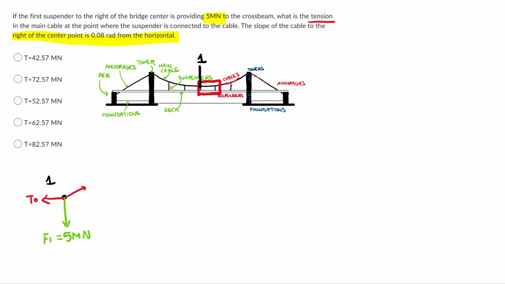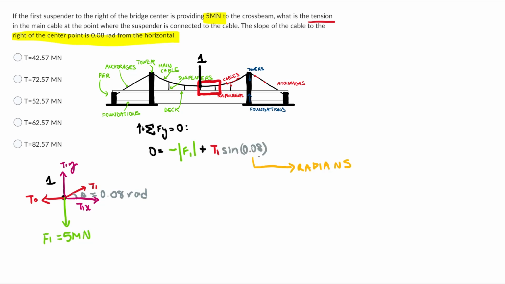And then we have our tension T1 force, which will go up to the next suspender point, and we have that angle of 0.08 radians. And then we have our y and x components. So to find this tension force, we're first going to start by taking our equilibrium in the y direction. So 0 is equal to the absolute value of F1, and that's negative because it's going downwards, plus T1 times sine 0.08, and that is our y component, T1y.